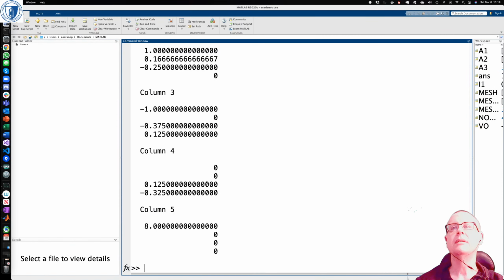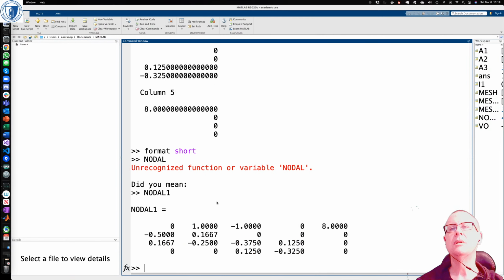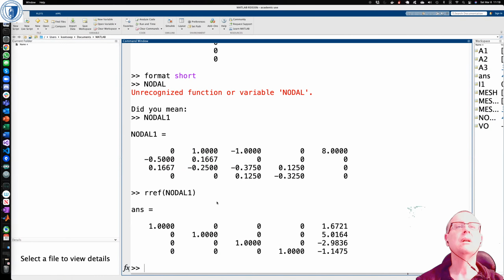Yeah, it might be because I'm using format long. Let's go with format short. Okay, so there's the, ooh, I think that's right. And then I can just do RF of nodal 1. And there I get some voltages. 1.672, 5.016, minus 2.984, and minus 1.148.